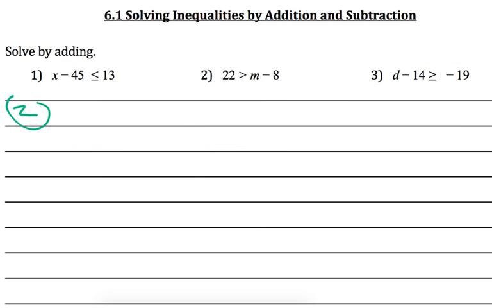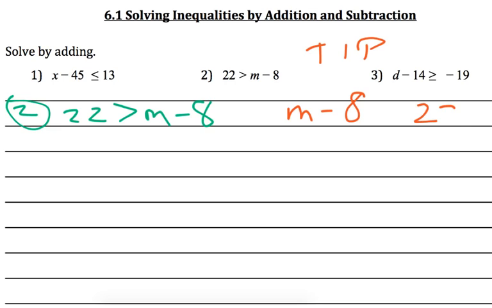Set up the second problem where you have 22 is greater than m minus 8. A little bit of a tip: if you wanted, you could rewrite this in a different direction. A lot of people like to see m minus 8 on the other side, and then 22. But if you do that, you'll have to change the direction of your inequality symbol. I won't do it that way, so follow along with me the way I'm doing this one.